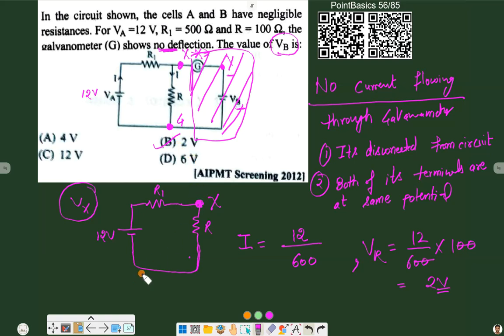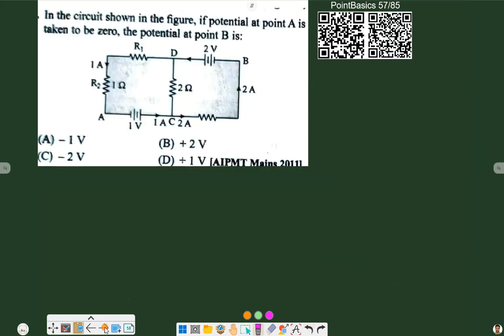Moving to the next one. In the circuit shown in the figure, the potential at point A is taken to be 0. So it is mentioned that potential at this point is 0. So VA is equal to 0. Then the potential at point B, we have to find out.